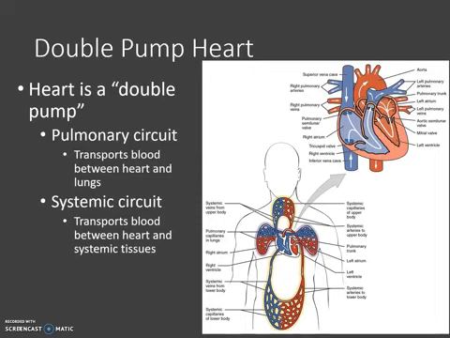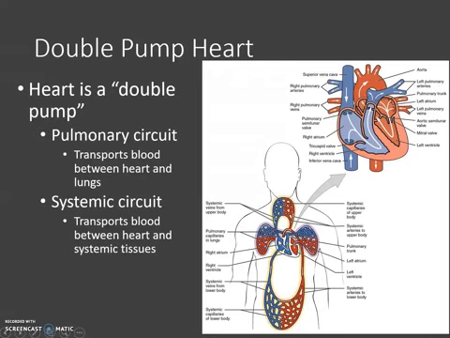Now, the heart we call a double pump system, and that's because there are two circuits that the blood travels through as the blood is entering and leaving the heart. So you can see on the image here that the right side of the heart and the left side of the heart are not connected to each other. So the blood in the right side does not mix with the blood on the left side.